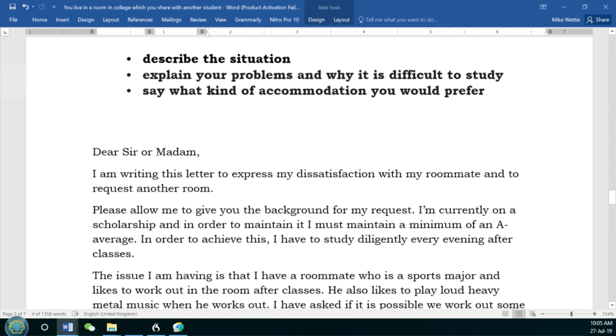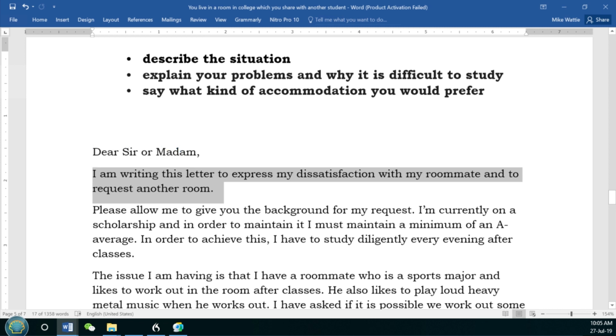Okay, so we've got the "Dear Sir or Madam", that's fine. And then we want to have the purpose of the letter. It's incredibly important that the purpose of your letter is clear right at the start. So what I've got here: I'm writing this letter to express my dissatisfaction with my roommate and to request another room. I suppose if I wanted to write a little bit less, I could maybe get rid of this.